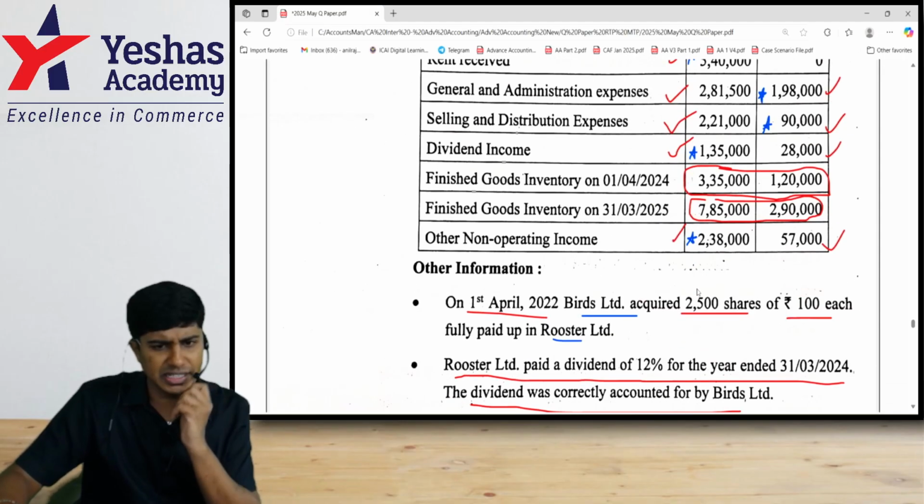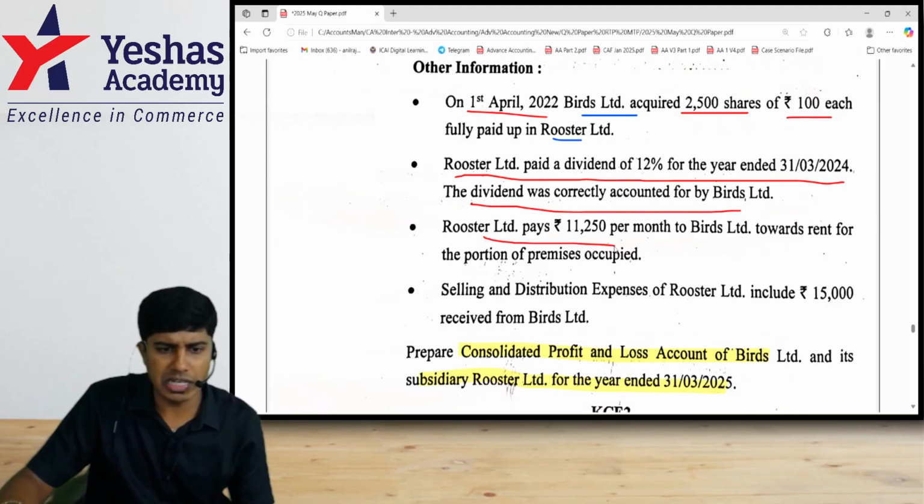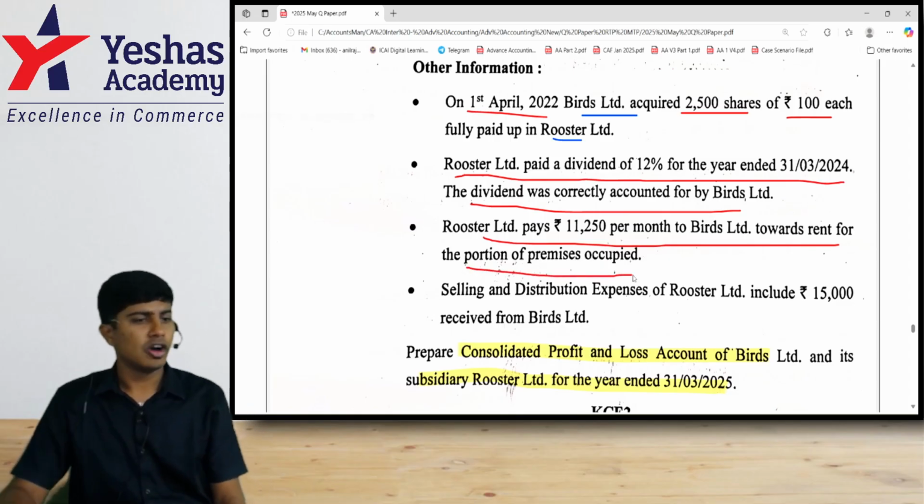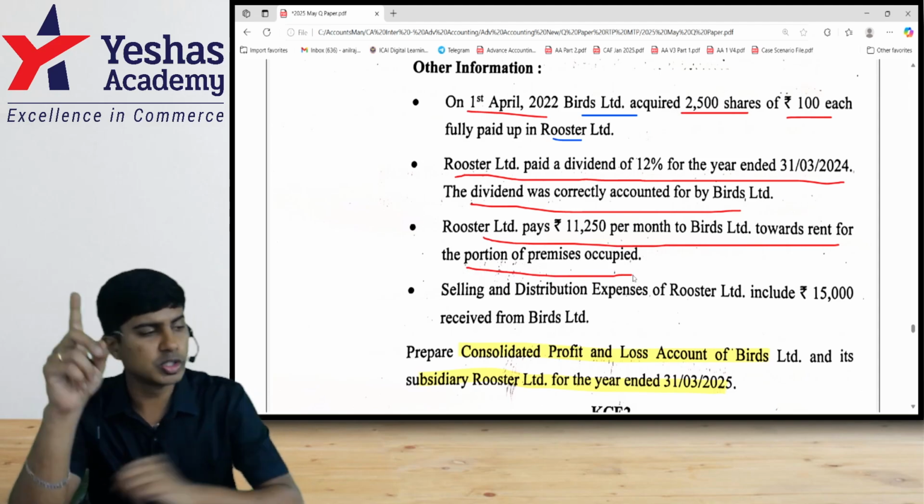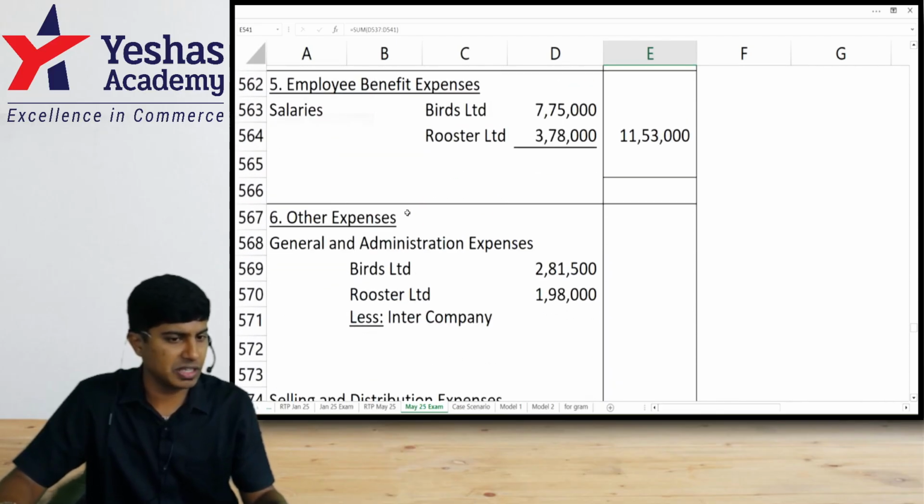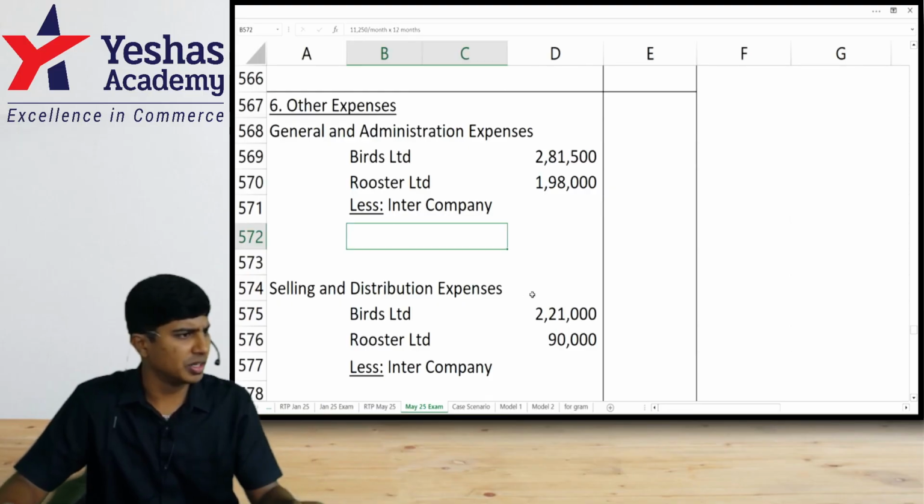What do we have after this? After this adjustment, Rooster pays rupees 11,250 per month to Birds towards rent for the portion of the premises occupied. How much is the rent? Rupees 11,250. Who's paying it? Subsidiary. In subsidiary's administration expenses, it will be included. General administration. I'll assume that it is included in this.